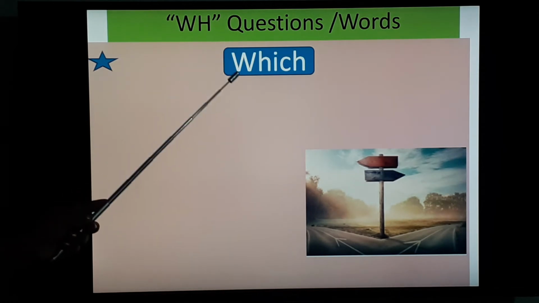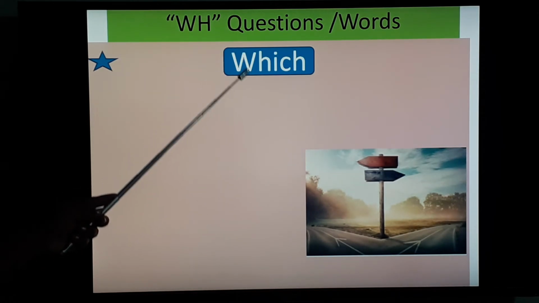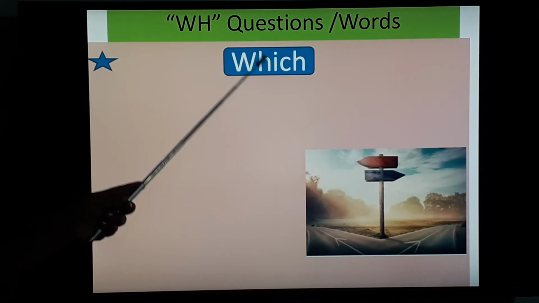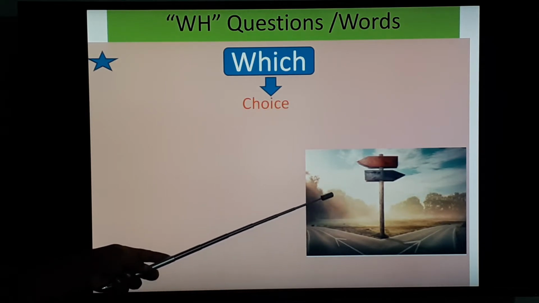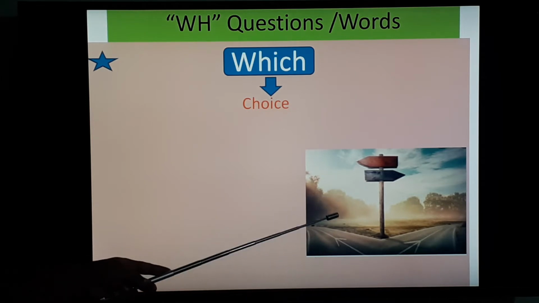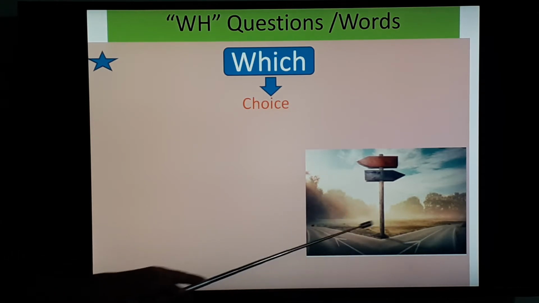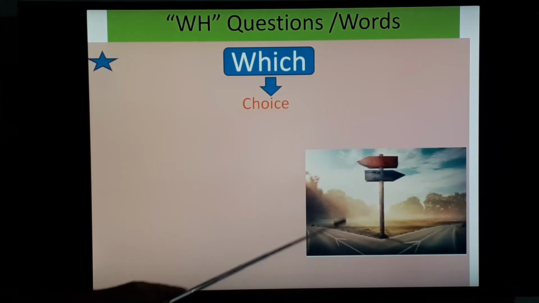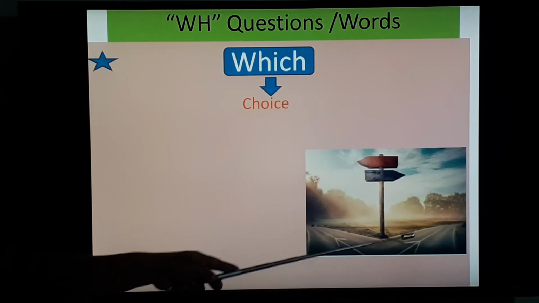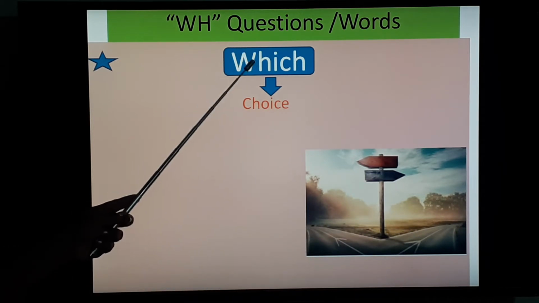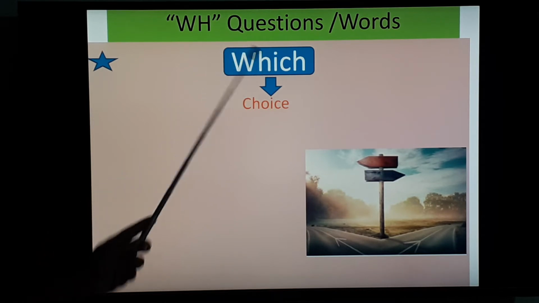Next is which. If you have choices, then you have to use which. See, a picture is mentioned. With the help of this picture, we will learn so that you can understand in a better way. First of all, two ways are given, in two different directions. So, a choice is given. Means you have to choose in which way you want to go. That is why we will frame sentences with the help of which.